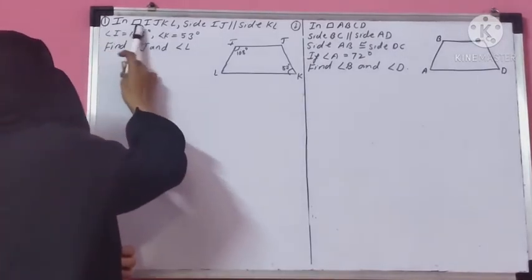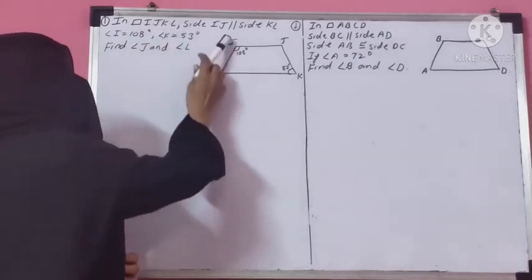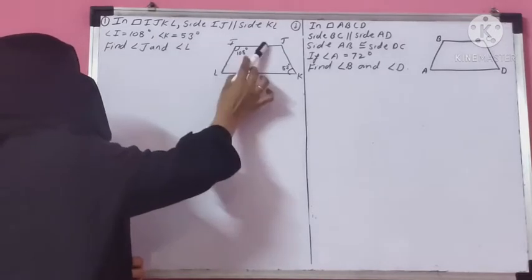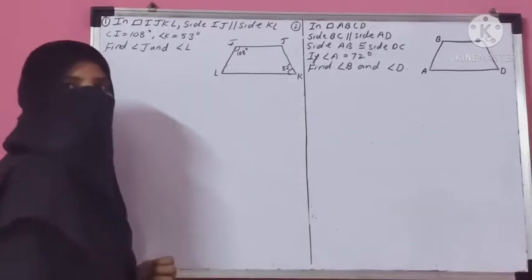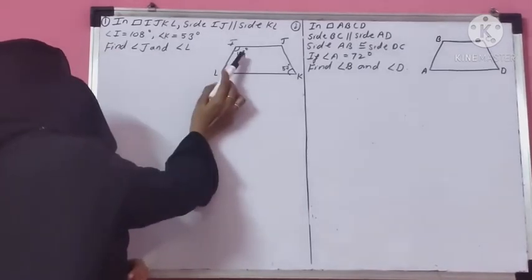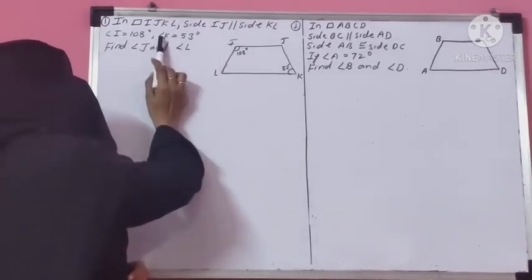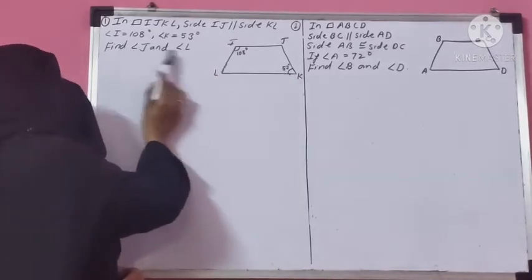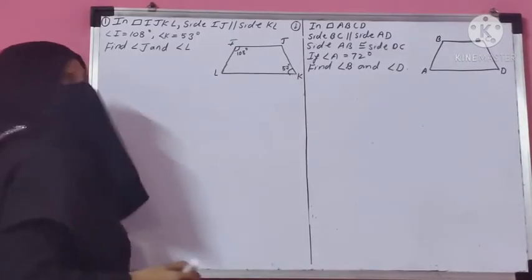Question number 1, in quadrilateral IJKL, side IJ is parallel to side KL, one pair of opposite sides is parallel, and angle I is 108 degrees and angle K is 53 degrees, and you have to find angle J and angle L.